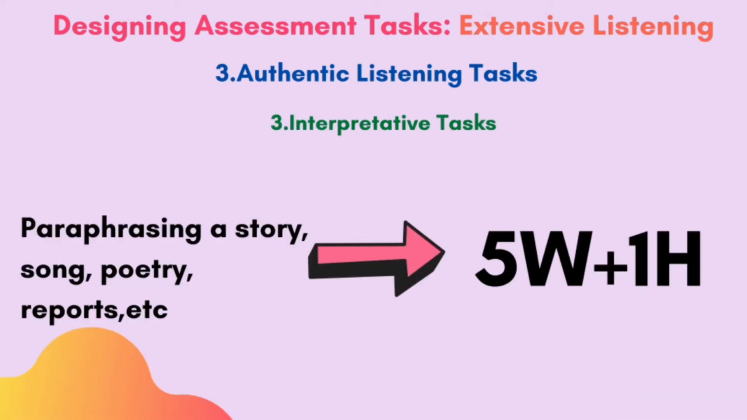Third, interpretative text. It is about paraphrasing a story or conversation such as song lyrics, poetry, reports, etc. It is also one of the intensive listening types that we have discussed before, but the difference is that here we should give our interpretation by answering a few WH questions. For example, why was the singer feeling sad? What events might have led up to this poem? What do you think the political activists might do next and why?